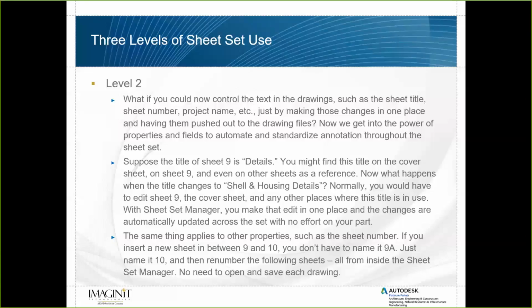Normally you'd have to edit sheet 9, the cover sheet, and any other places where this title is in use. With the Sheet Set Manager, you can make that edit in one place, and the changes are automatically updated across the entire set with no effort on your part. The same thing applies to other properties such as sheet number. If you insert a new sheet between 9 and 10, you don't have to name it 9A. You just name it 10 and renumber all the following sheets to 11, 12, 13, 14, etc., all from inside the Sheet Set Manager. No need to open and save each drawing. The next time you go to print, all of those fields get updated from the title block, and they will all have the correct numbers.